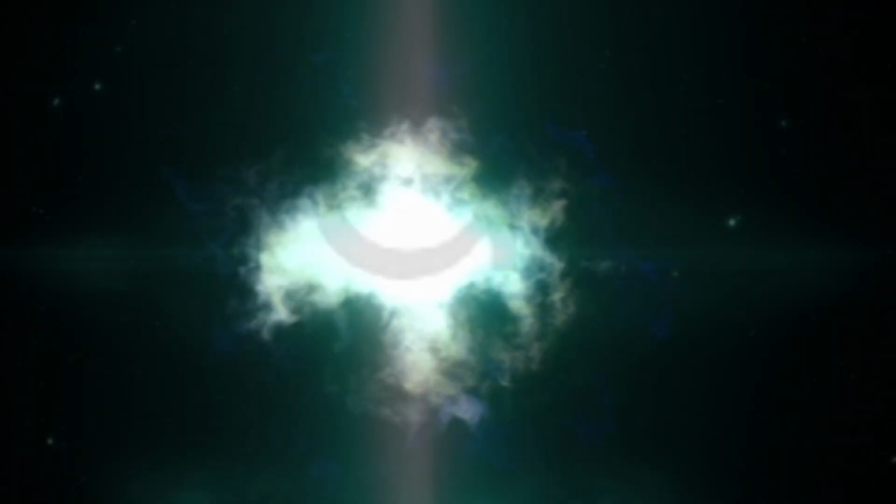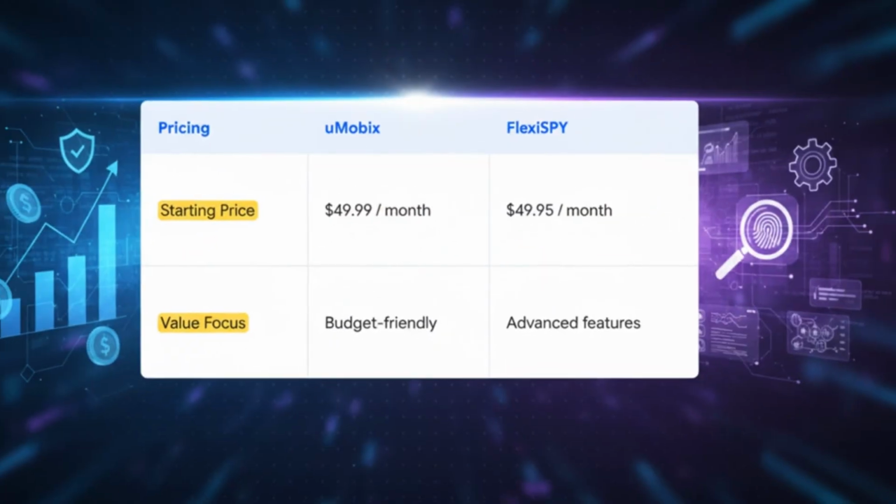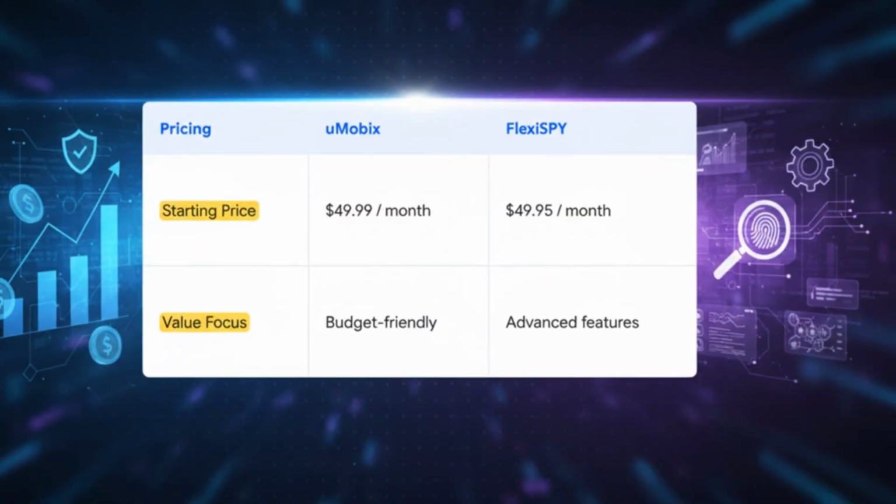All right, on to our final competitive round, and it's a big one that matters to everybody, the price fight. How much are these powerful features actually going to cost you? So if you just look at the numbers, their starting prices are almost identical. But the real difference is the value you're getting. uMobix is definitely positioned as the more affordable, budget-friendly option overall. FlexiSPY's plans can get more expensive, but you have to remember that higher price is paying for that incredibly advanced set of features.